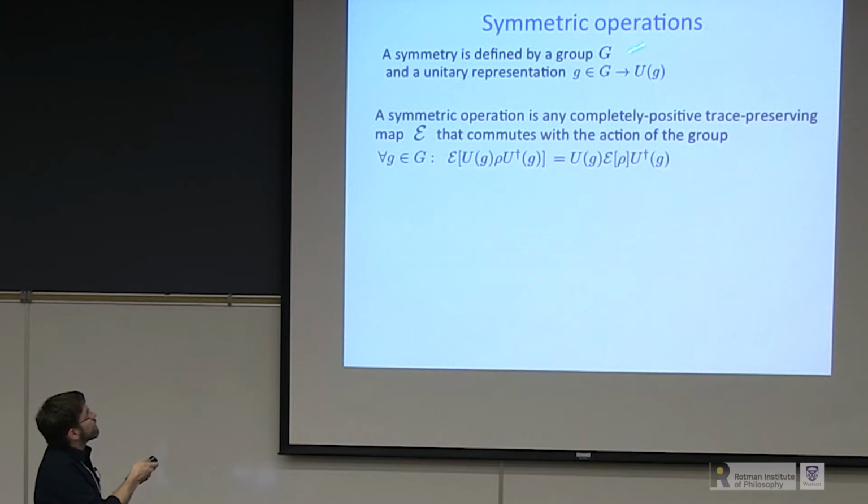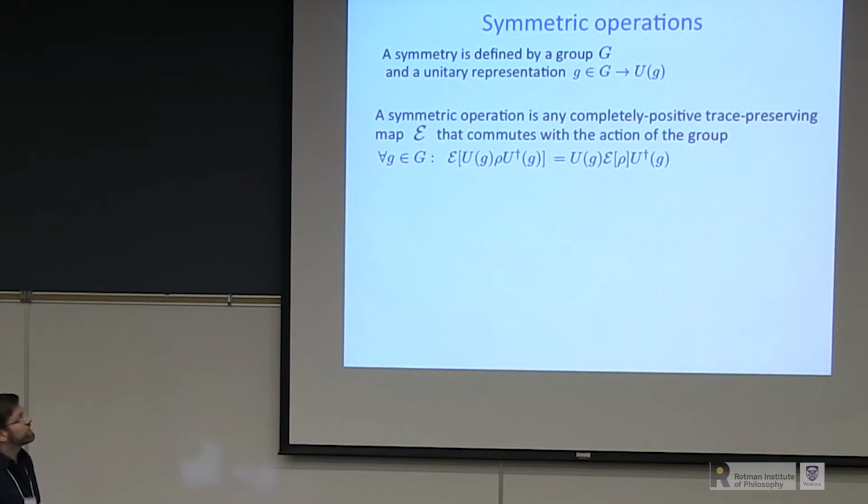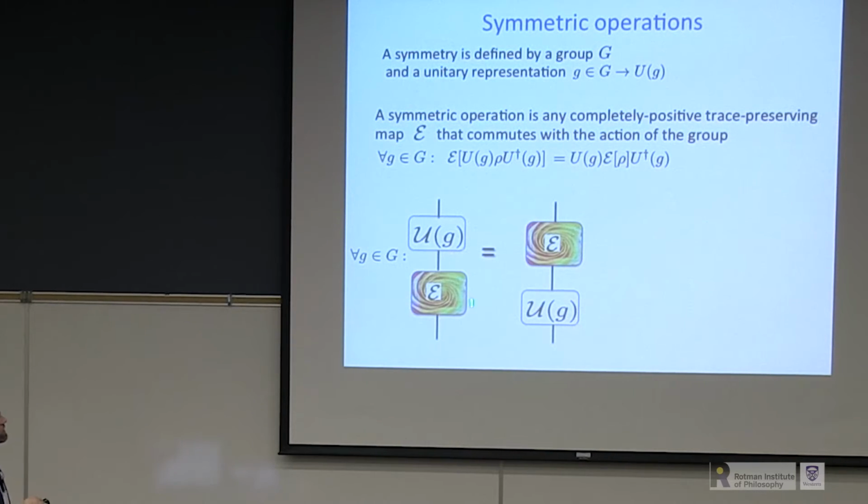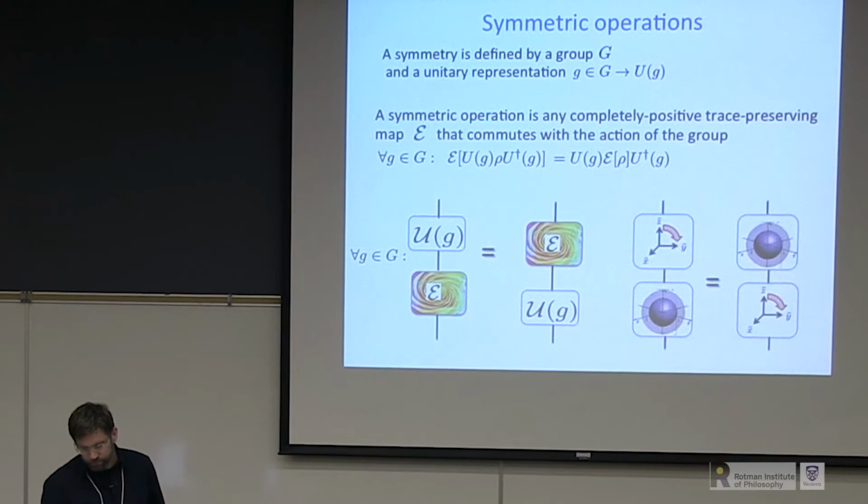And then, relative to that, you can define a symmetric operation to be any completely positive trace-preserving map that just commutes with the action of the group. So if I take any state and I apply the group action and then I apply my map, it's the same thing as applying the map and then the group action. A cartoon makes that a little bit easier. So it's covariance under this action of the group for all elements of the group. That's the definition of symmetry.